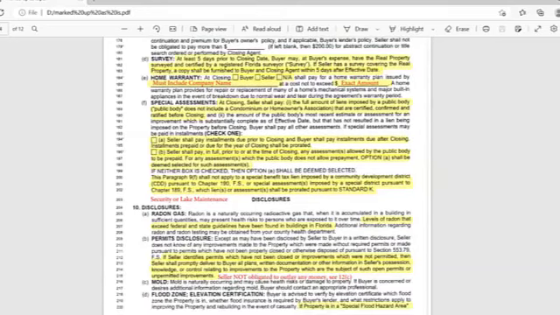Moving down to the survey, at least 5 days prior to the closing date, the buyer may, at the buyer's expense, have a real property surveyed and certified by a registered Florida surveyor.